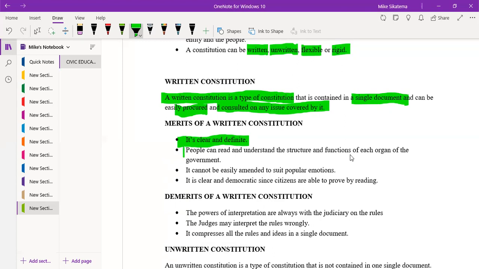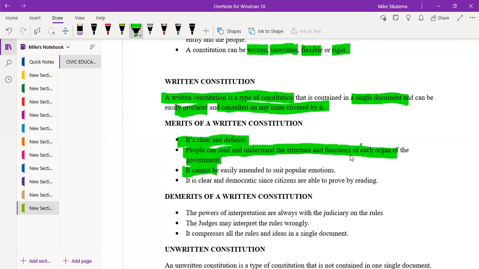Like I said here, people can read and understand the structure and functions of each organ of the government. Okay, this is the legislature, this is the judiciary. So these are the different functions of these different organs of the government. Even if someone is educated, even if someone is uneducated, one has to be able to understand. It has to be clear, non-ambiguous.